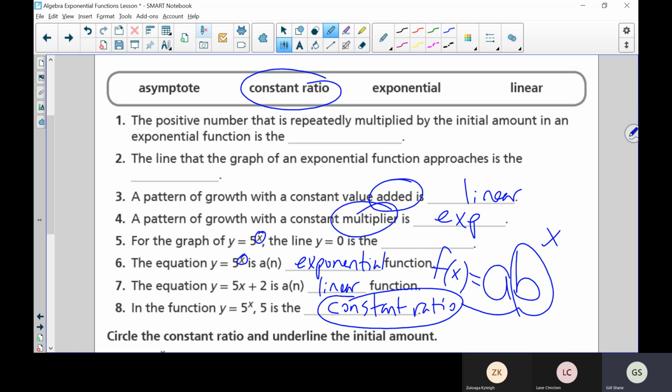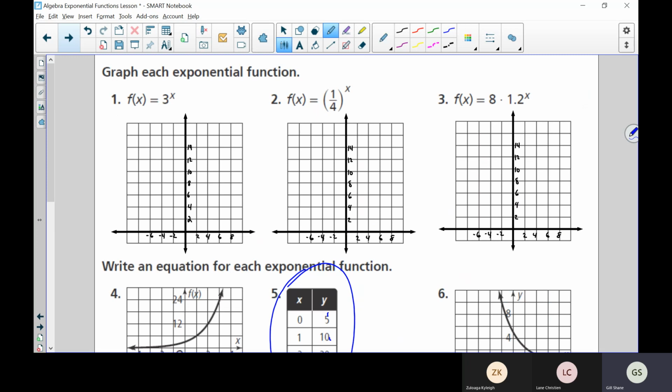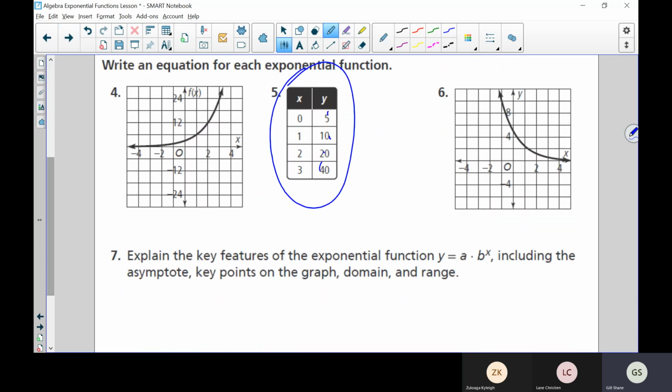So that's everything on that one. On number 4, is that exponential growth or decay? That's easy. It's a curved line, and the values are going up. On number 5, is that exponential growth or decay, or linear growth or decay?